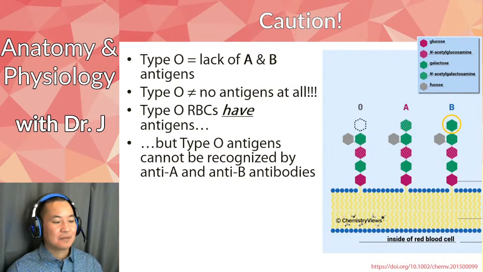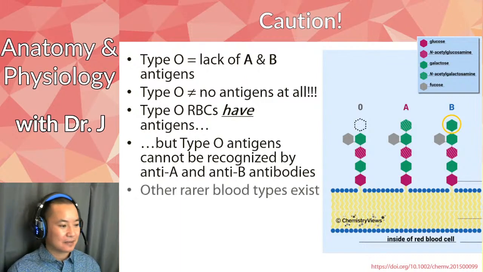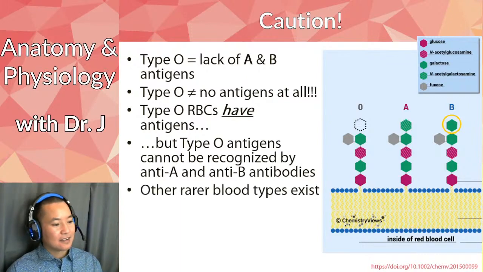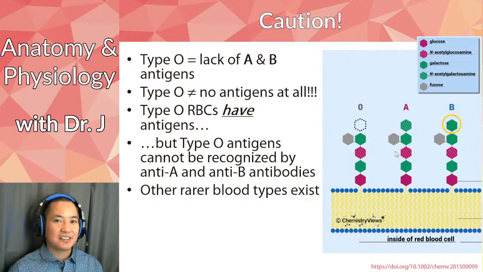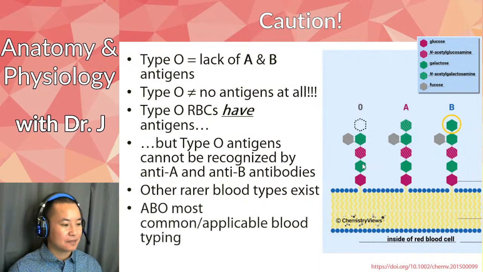But the thing is that these type O antigens cannot be recognized by anti-A and anti-B antibodies, so it kind of gets a free pass on that. Now, there are other rarer blood types, but I want you to know the ABO-Rh system, not the rarer blood types that are found in only a few people.